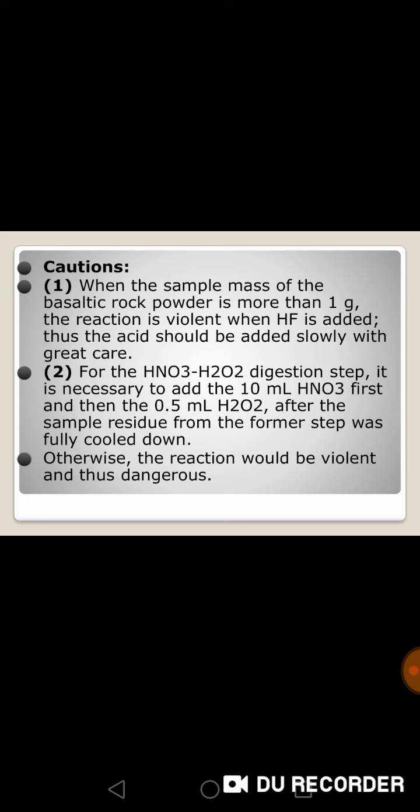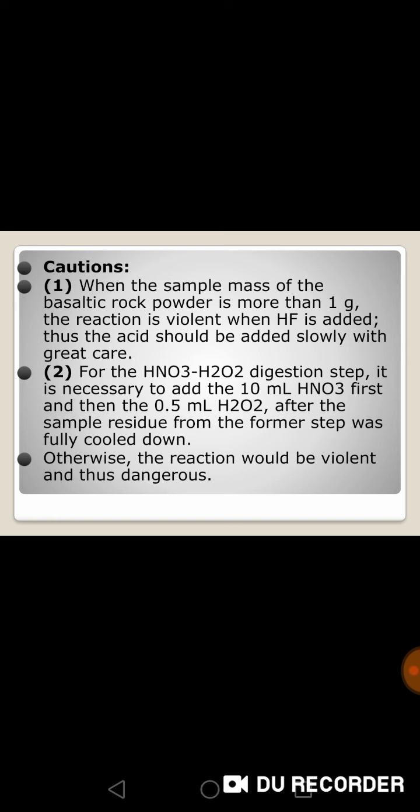So the next is about the cautions. This is the most important part, the cautions we have to prepare for. Number one: when the sample mass of the basaltic rock powder is more than 1 gram, the reaction is violent. So when HF is added, the acid should be added slowly with great care. It should not be just put in any certain way. It might be dangerous for you as well as for the others working in the lab.